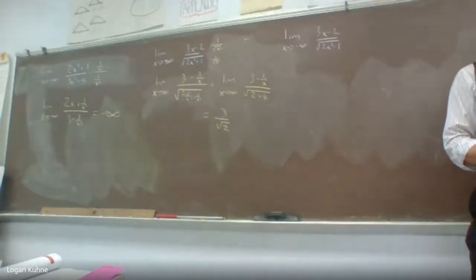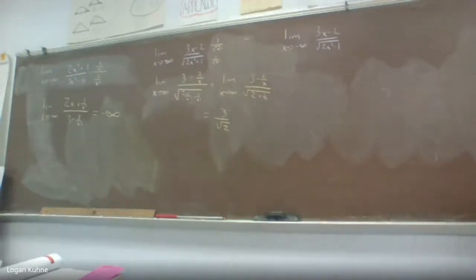Find someone nearby, discuss it. What do you think? So 3 minus 2 over negative is basically 0. So it'd be 3 over the square root of 2 plus 1 over negative square root would be square root of 2 plus 0. Yeah, because it's 3 over 2. Yeah, because nothing else would change.